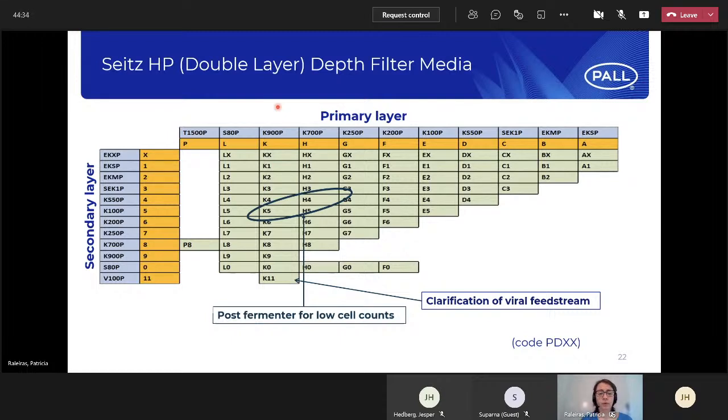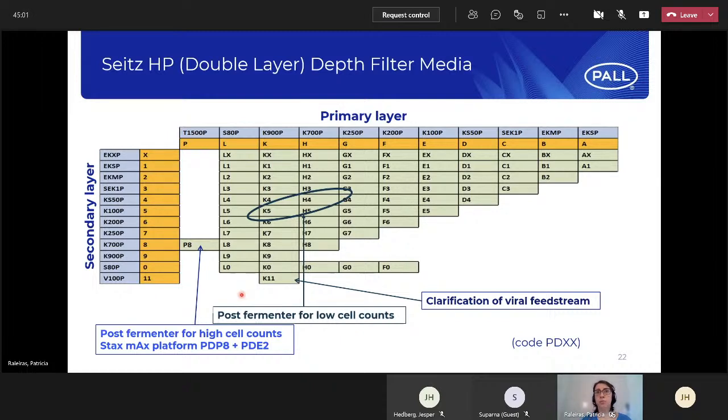If you have bioreactors with low cell counts, filters like the PDK4, PDH5, I'm calling them PD because that's the code that they have, PD and then 2 characters. Even the PDK7, they can be good filters for that. If you have high cell counts, then you go to the PDP8, which is something with a filter that has a much larger capacity for large cells at least.